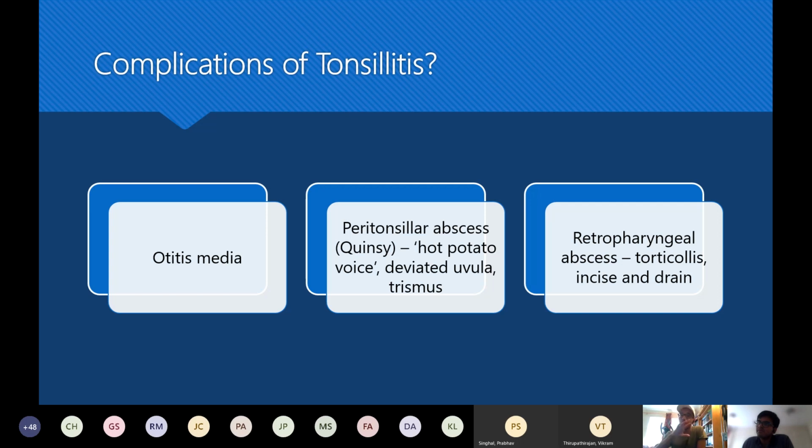And when you look inside, you would see the deviated uvula. That would be away from the side of where the peritonsillar abscess is. And retropharyngeal abscess, it's just further back. So the tonsillitis can go pretty much in any direction. Peritonsillar means that it's on either side and it can cause closing off of the airways, which is obviously something that you don't want to have. The retropharyngeal abscess is usually treated by incising and draining.